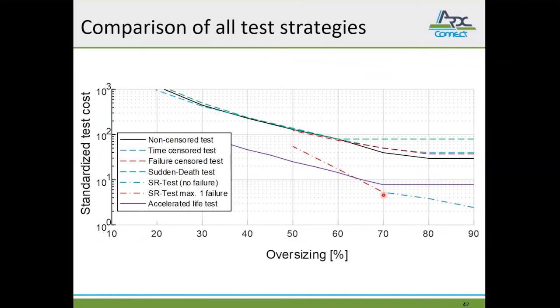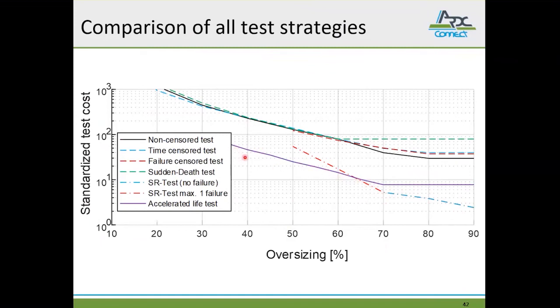My colleagues already said that the success run test has a low probability of test success in most cases, unless we oversize far, and then it has a good probability of test success. But of course, we don't want to have this oversizing here. And if we make our oversizing smaller, we see that the accelerated life test is the cheapest in these areas, the violet one.